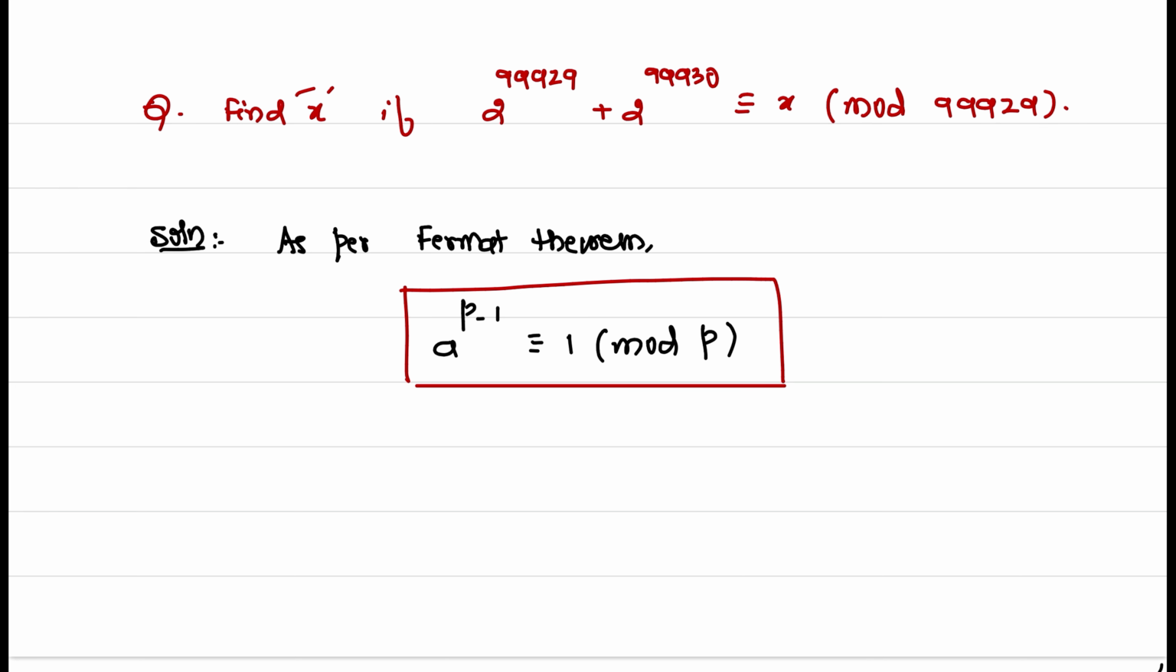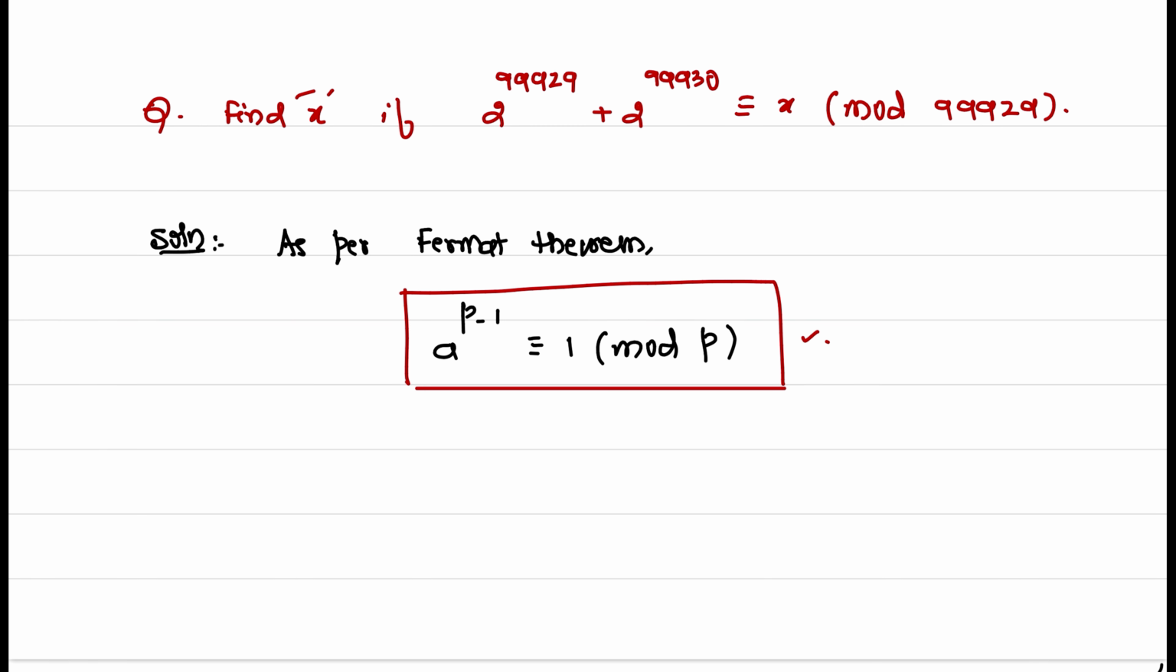To apply this, here there is no direct value of a to the power of p minus 1 on the left hand side, and there is no direct value of 1 mod p also on the right hand side. We may have to reduce this particular equation to this to find x, or we may have to deduce the given values from the Fermat's theorem and find out x. We have to do that.